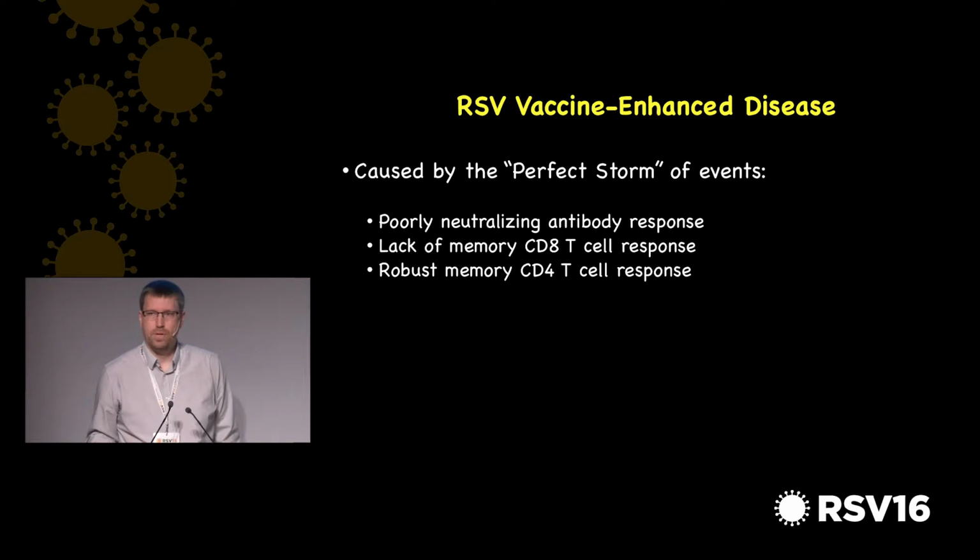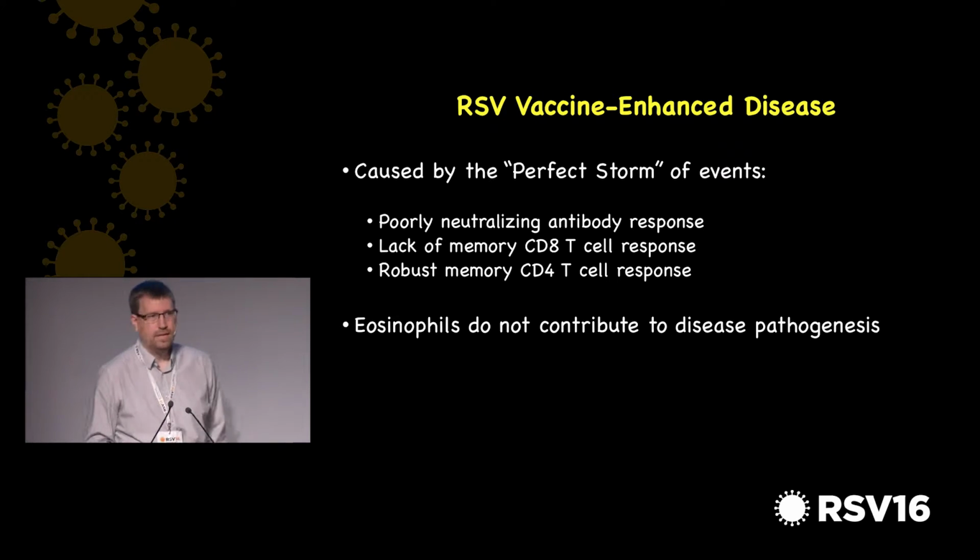very strong and robust memory CD4 T-cell response in the face of a large amount of viral antigen replication, but they lacked that memory CD8 T-cell response to limit viral replication, and they lacked a neutralizing antibody response to limit viral spread. So they got an overexuberant CD4 T-cell response that was really the main driver of pathology.